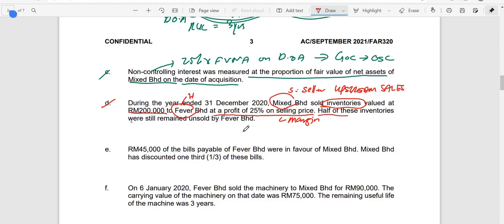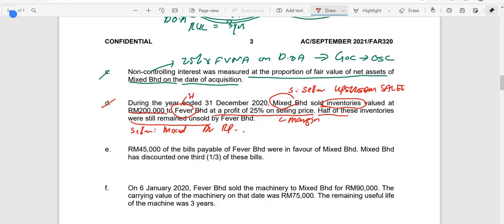Half of these goods still remain unsold, so the profit was recognized earlier. Now you need to make a provision for unrealized profit. You need to know who the seller is. The seller is Mix, the subsidiary. So you need to remove the unrealized profit from the retained profit of the seller.